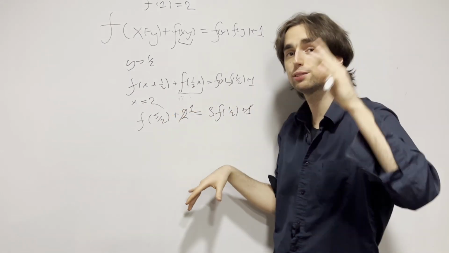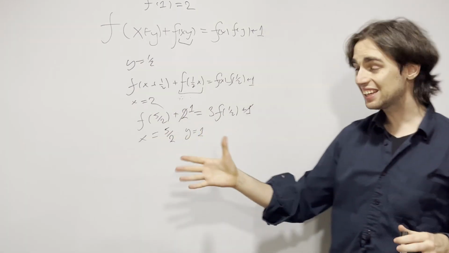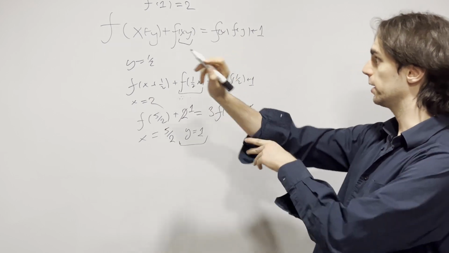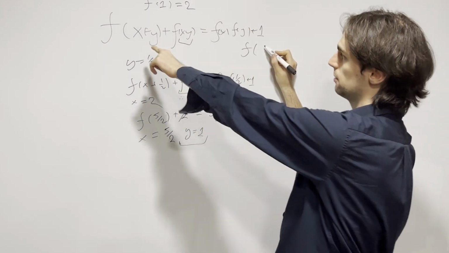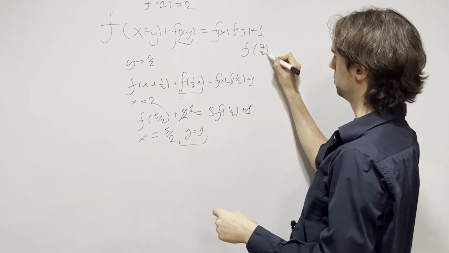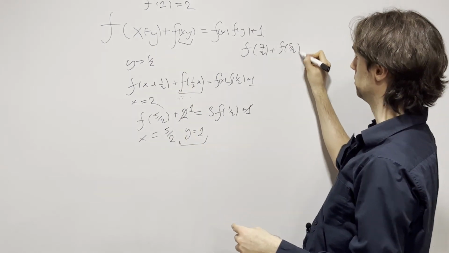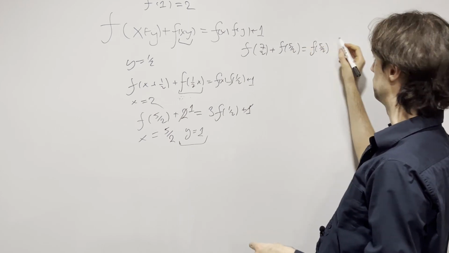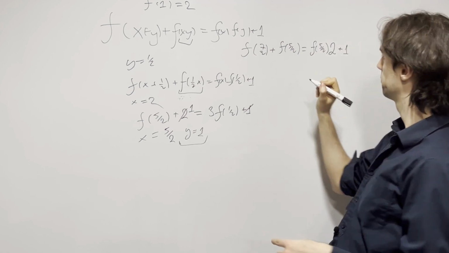I invite you to pause for a few minutes and figure out if you can put something in, and here's the answer. If I plug in x is 5 over 2 now, and y is 1, what do I get? I'll get f of 5 over 2 plus 1, which is 7 over 2, plus f of 5 over 2, is equal to f of 5 over 2 times f of 1, which is equal to 2, plus 1.